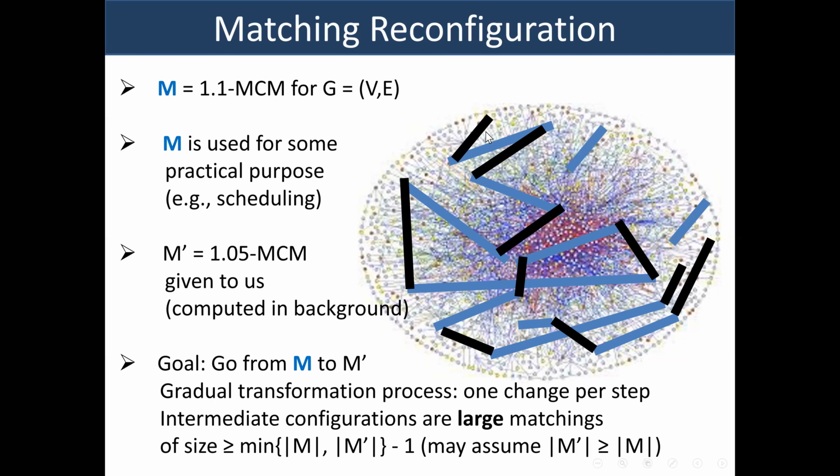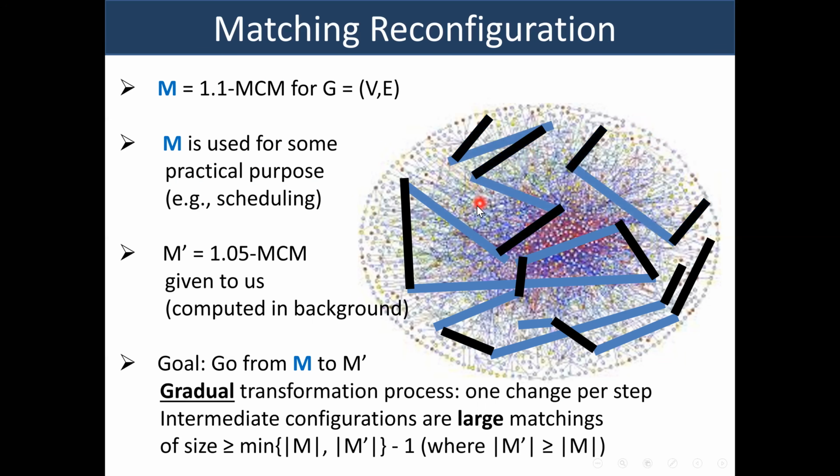And let's say that I would like to put this edge in the output matching. To this end, I first need to delete the blue edge incident on it. And so this is what we are going to do. We are going to employ this gradual transformation process until all the edges of M prime become the output matching edges.